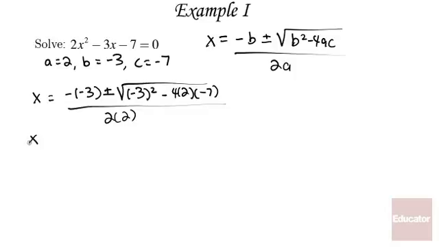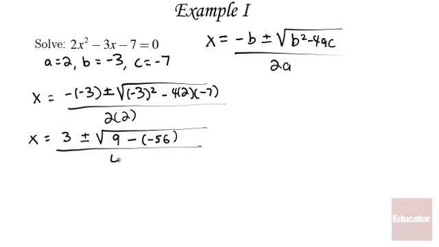Do some simplification. A negative and a negative gives me positive. Negative 3 squared is 9. Minus 4 times 2 is 8, times negative 7 is negative 56. Be really careful with the signs, because if those are mixed up, the answer is going to be incorrect.